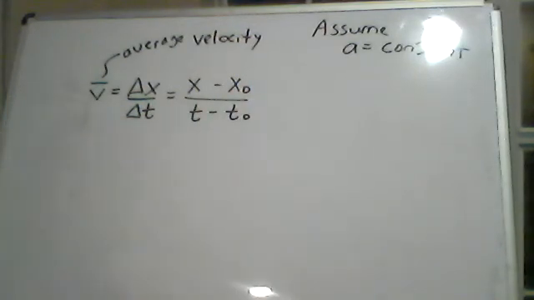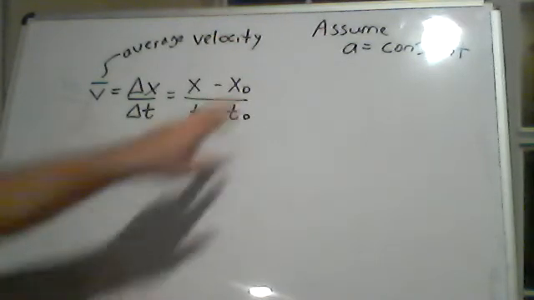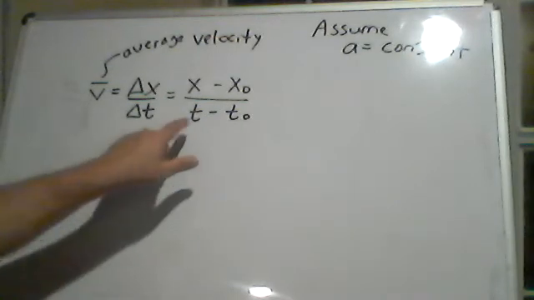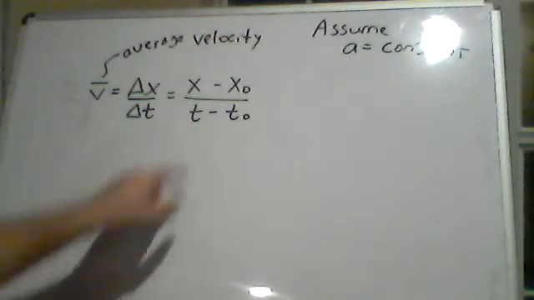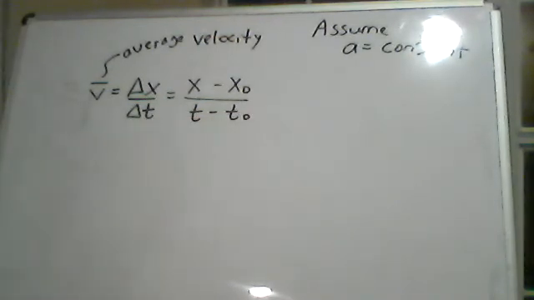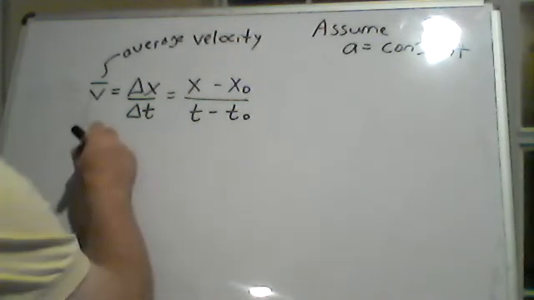Again, instead of x1, I'm just going to say x. That's the x right now. Your initial x, we'll call it x naught. Your time right now is t. Your initial time is t naught. Now, without loss of generality, we can just assume that t naught is 0.